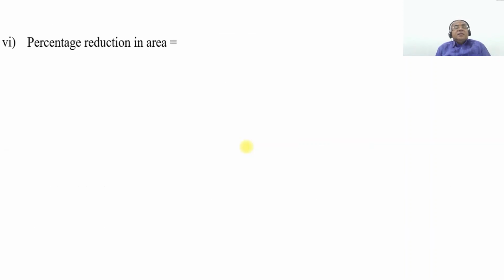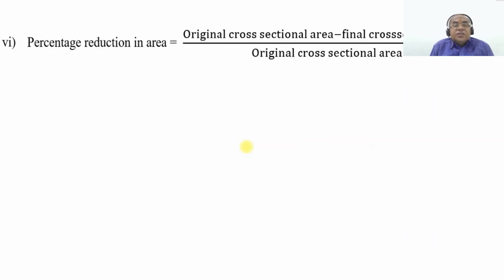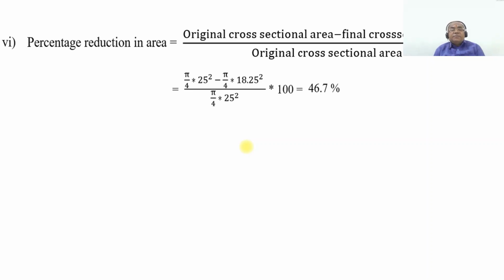So now the percentage reduction in area. So original cross-sectional area minus final cross-sectional area divided by the original cross-sectional area into 100. So what is that? You have the original diameter as 25 and the final diameter as 18.25. That is the diameter at failure. So that is pi by 4 into 25 square minus pi by 4 into 18.25 square divided by pi by 4 into 25 square into 100. So then we are going to get it as 46.7%.